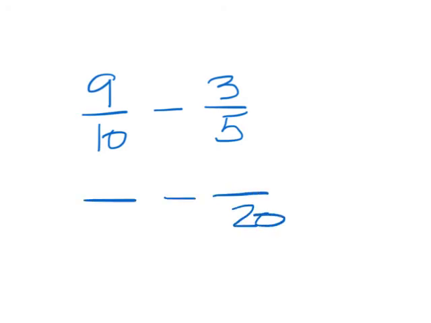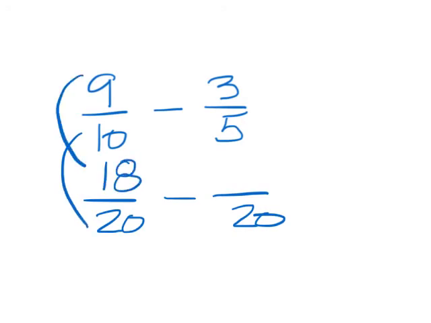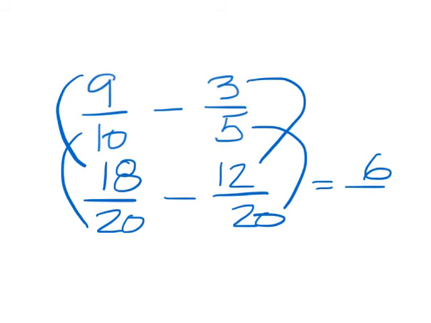Another bonus problem, 9 over 10 minus 3 over 5. Solution for the bonus. The common denominator is 20. And you have to multiply this one by 2. And then this one by 2 is 18. This by 4, so this by 4 is 12. That's 6 over 20, which will reduce to 3 over 10.